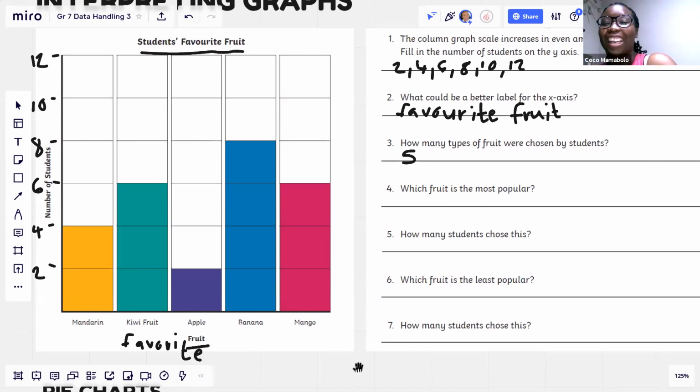Banana. Kananela's just giving me all the answers to the question in the chat. Salamina, what is the most popular fruit? Ma'am, banana. Banana, yes.